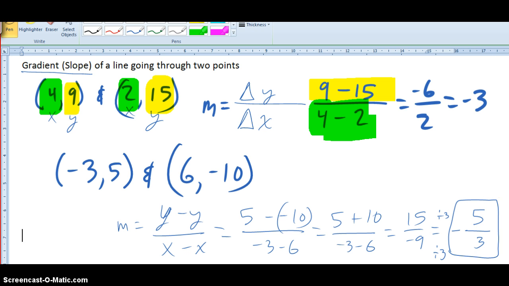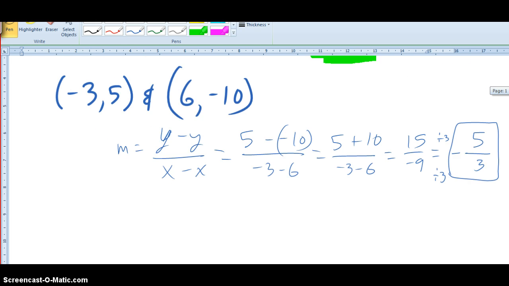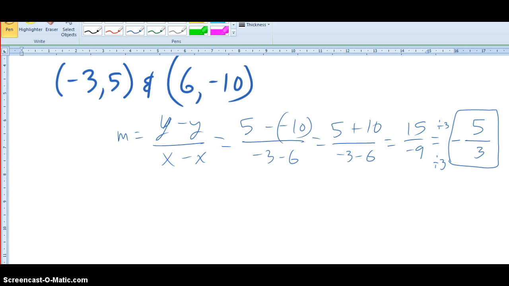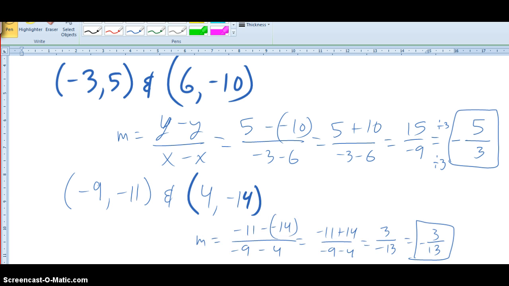Okay, we're going to try one more. Notice minus and negative, by the way, is plus. I'll leave that up there as an example. Go ahead and try to find the gradient between negative 9, negative 11, and 4, negative 14. Oops. There we go. Okay, go ahead and pause right now and find the gradient between these two. Pause now. Okay, there is the work and the answer.